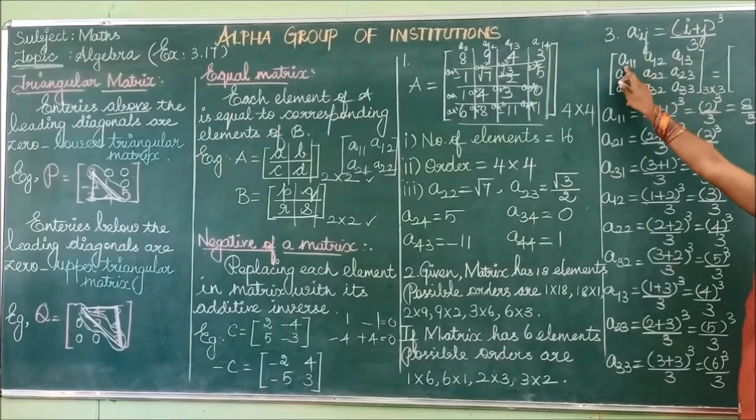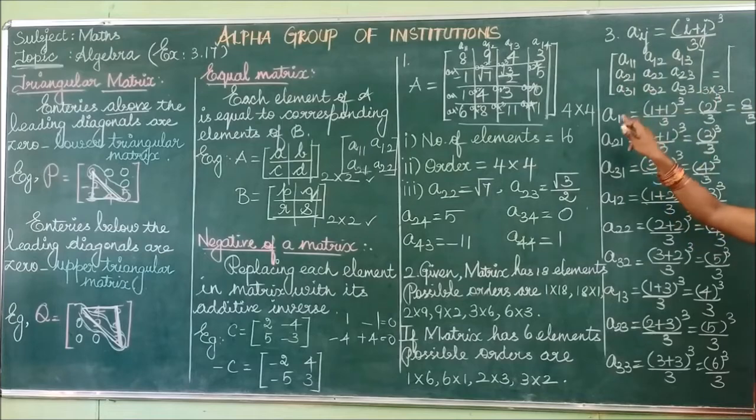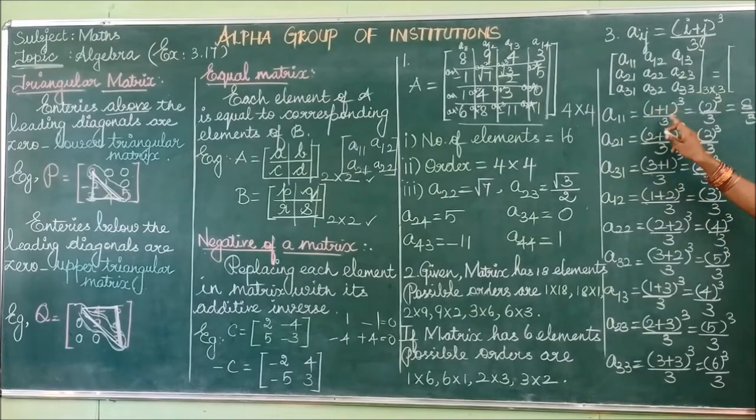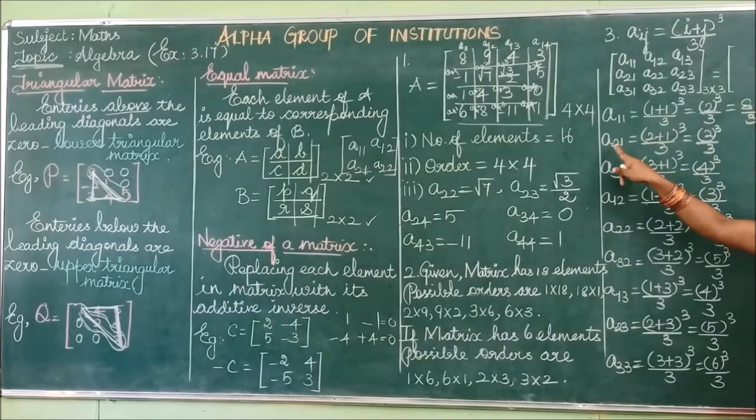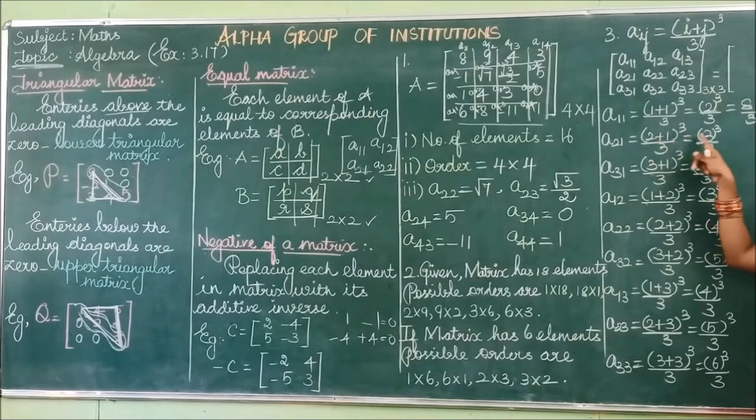Here i is row, j is column. So A11 means 1 row and 1 column. (1 plus 1) whole power 3 divided by 3. So 1 plus 1 is 2, 2 power 3 is 8. So 8 divided by 3. Second element, second row, first column: (2 plus 1) whole power 3 divided by 3. 2 plus 1 is 3, 3 power 3 by 3. 3 power 3 is 27 by 3. Now you cancel to get the value as 9.